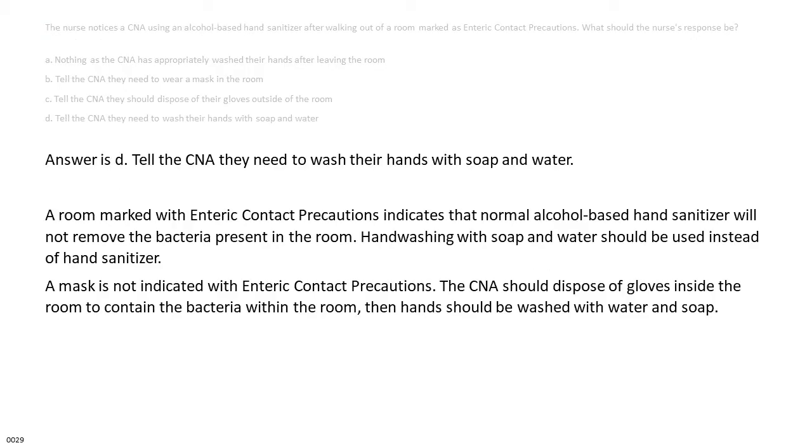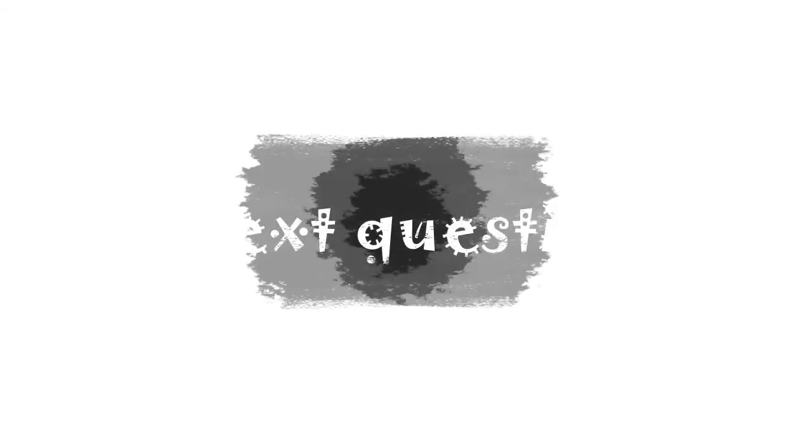Answer is D. Tell the CNA they need to wash their hands with soap and water. A room marked with enteric contact precautions indicates that normal alcohol-based hand sanitizer will not remove the bacteria present in the room. Hand washing with soap and water should be used instead of hand sanitizer. A mask is not indicated with enteric contact precautions. The CNA should dispose of gloves inside the room to contain the bacteria within the room, then hands should be washed with water and soap.